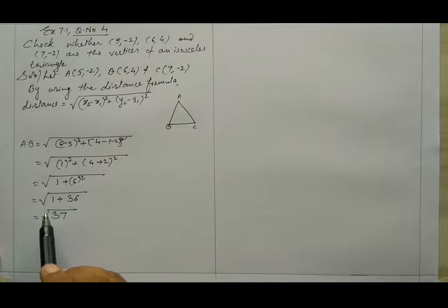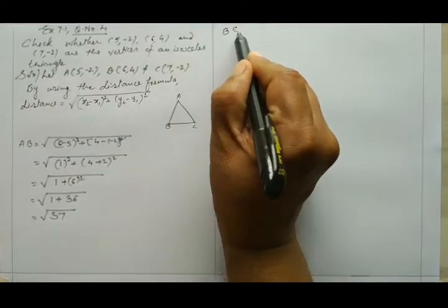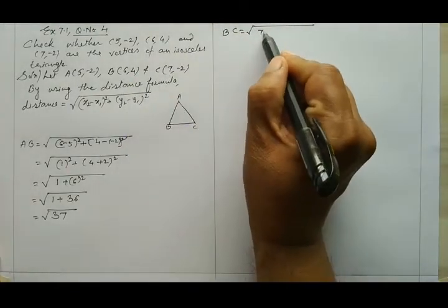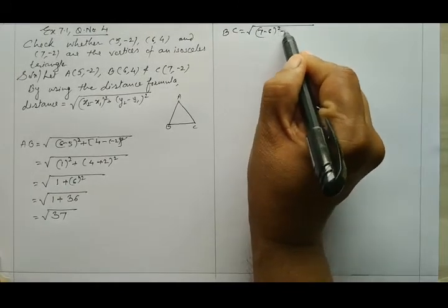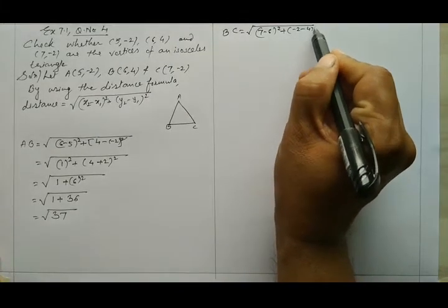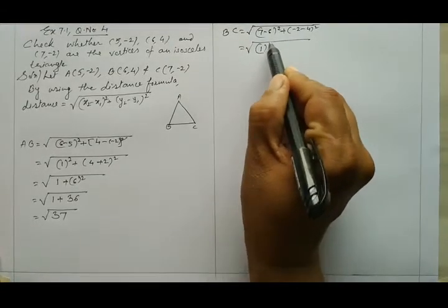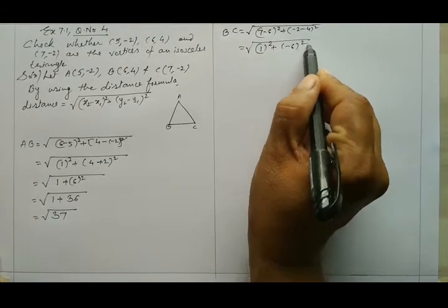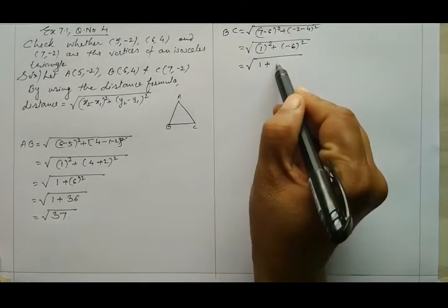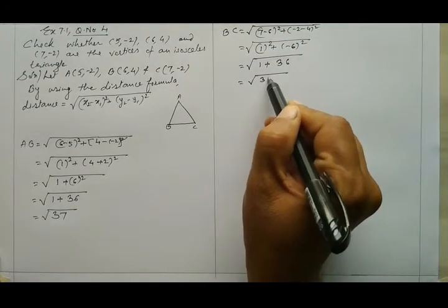Fine. So let us calculate now BC. BC is equal to under root (7 minus 6) whole square plus (minus 2 minus 4) whole square. So this is 7 minus 6 is 1 square and minus 6 whole square. So 1 square is 1 and minus 6 square is 36. So here you are getting 37.